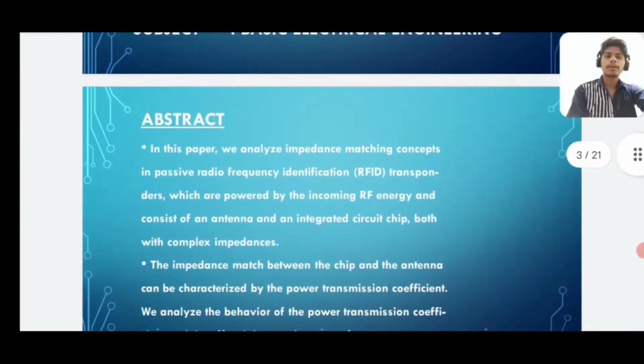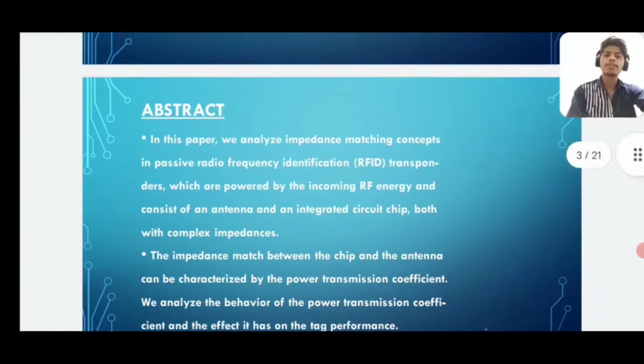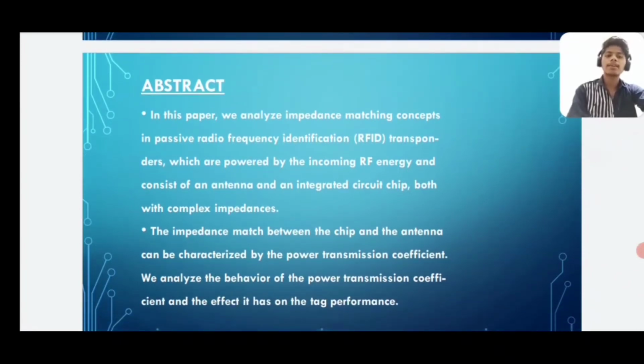In this presentation, we analyze the impedance matching concepts in passive radio frequency identification transponders, which are powered by the incoming RF energy and consist of an antenna and an integrated circuitry chip, both with complex impedances. The impedance match between the chip and the antenna can be categorized by the power transmission coefficient. We analyze the behavior of the power transmission coefficient and the effect it has on the tag performance.